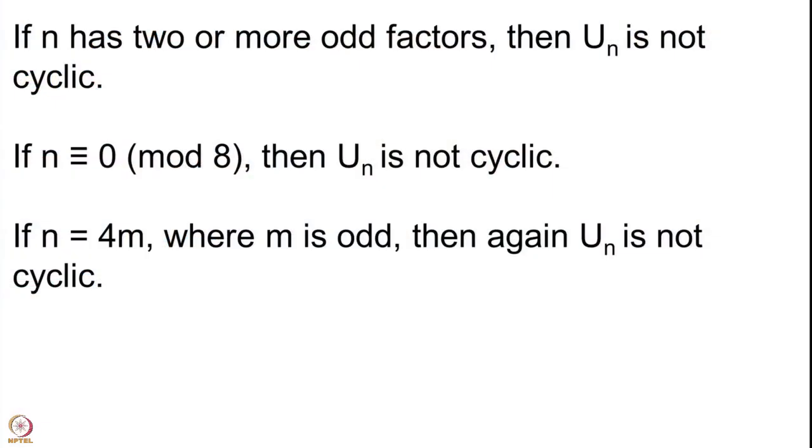So, this is the last case: n is 4m where m is odd, then again Un is not cyclic. This is because in this case, if you were looking at the square roots modulo n, there is a square root modulo 4, namely 3, the square root of 1, and m being odd will give you at least one more square root, and together with the element 1 you have more than 2 square roots of 1, and so Un is not going to be cyclic.